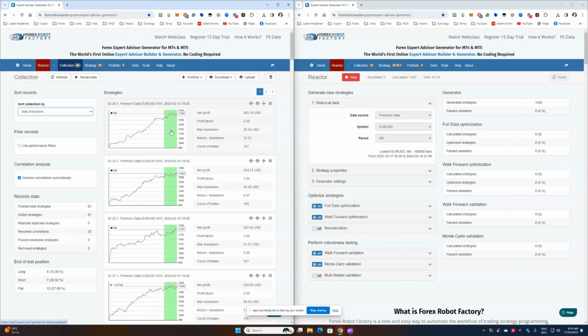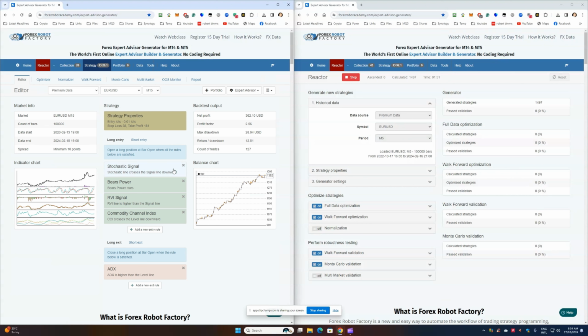So this has actually given us some really good results as well. If we look at these equity curves, I like this one right at the top. Stochastic, Bear's Power, RVI, and Commodity Channel Index. So this is actually using 4 indicators to enter the trade.